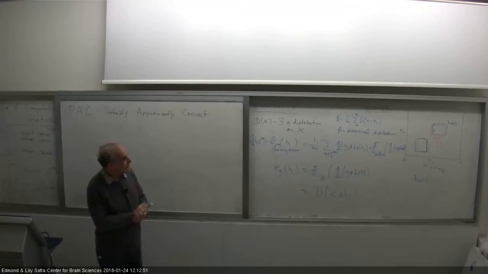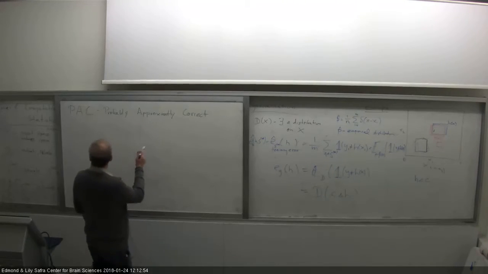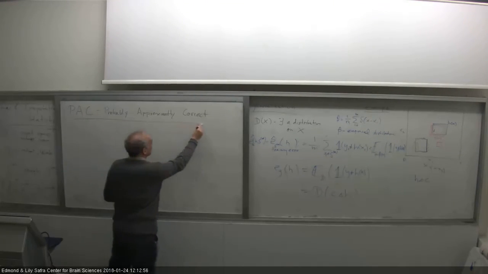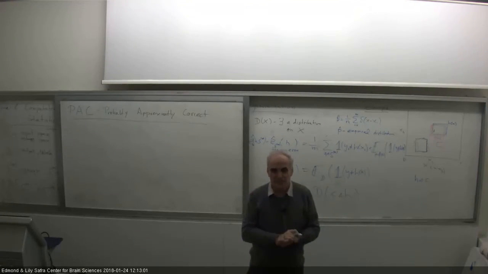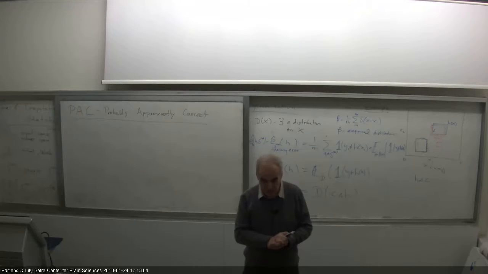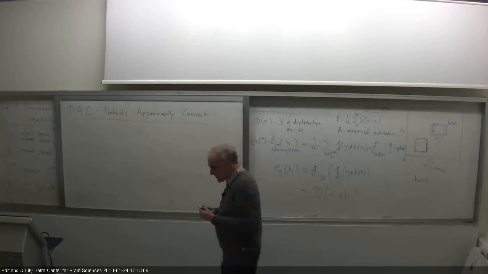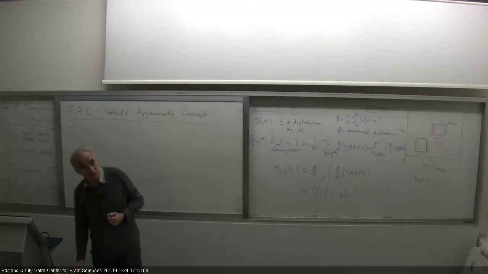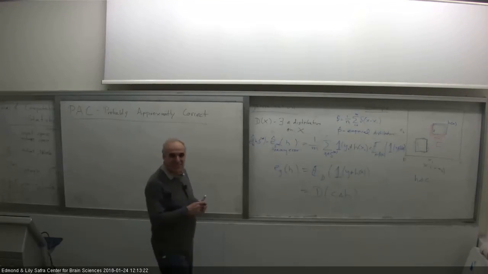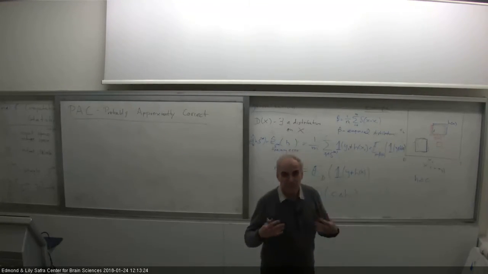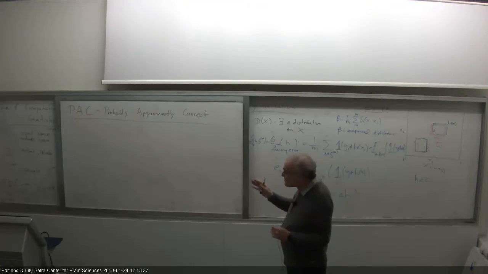By the way, there is a lot of literature and many people who contributed to this model. The PAC learning model was essentially formulated this way for the first time by Les Valiant, a very famous computer scientist at Harvard, also interested in the brain. He has a famous book called Circuits of the Mind, which I believe is completely wrong, but it's actually very interesting.